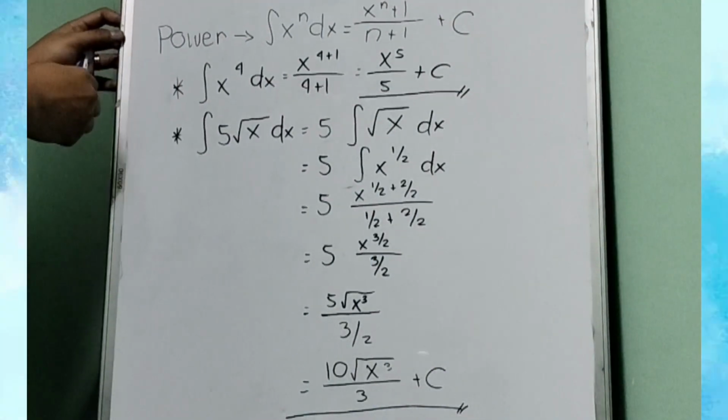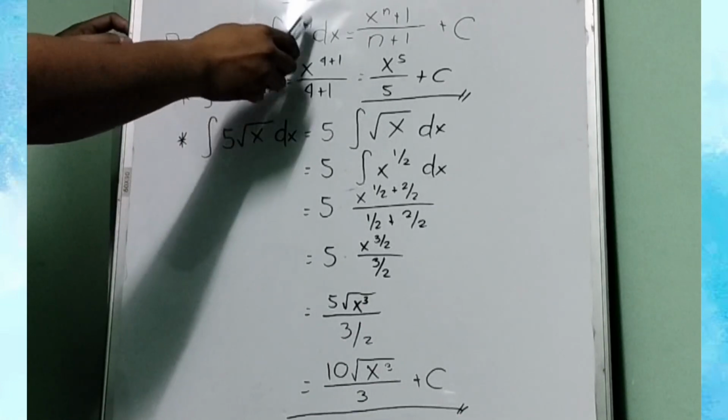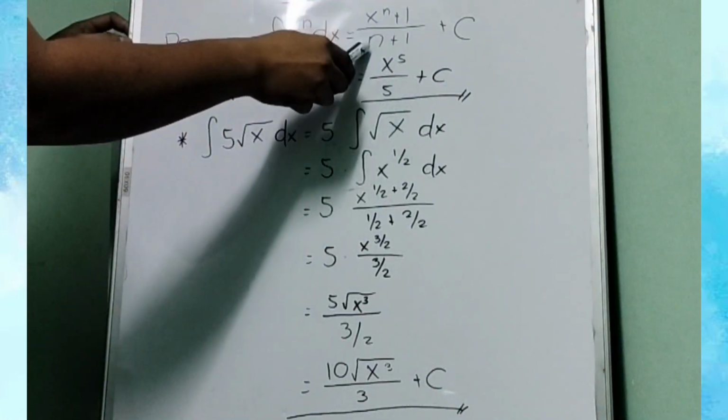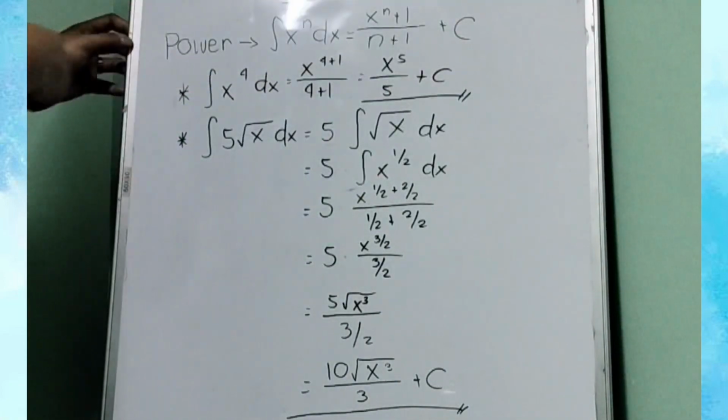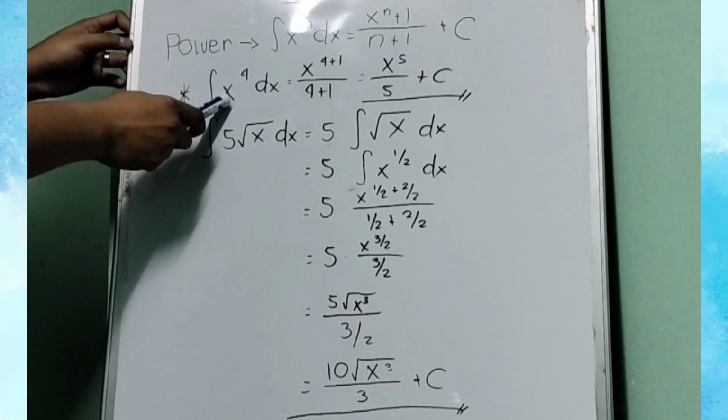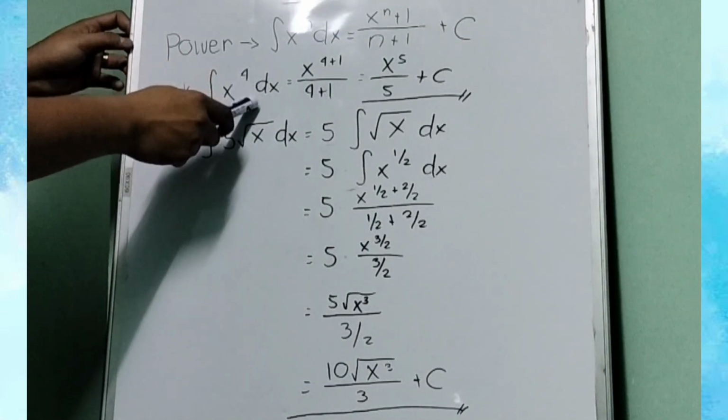Next, the power rule follows this formula. The integral of x raised to n dx is equal to x raised to the quantity n plus 1 all over n plus 1 plus c. Let's have our first example. Given here is the integral of x raised to 4 dx.